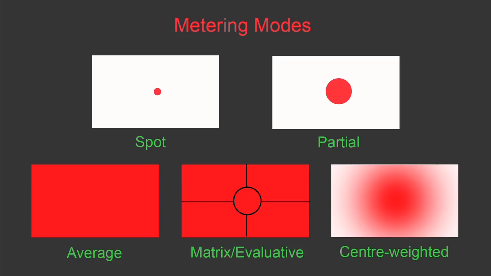Some scenes, of course, are easier to meter than others. Some scenes will give you similar results with all of these modes, and some scenes will really give you totally different results with the different modes. So let's take a look at which metering modes are in my camera. It's a Nikon D7000, and I will show you how to change them.